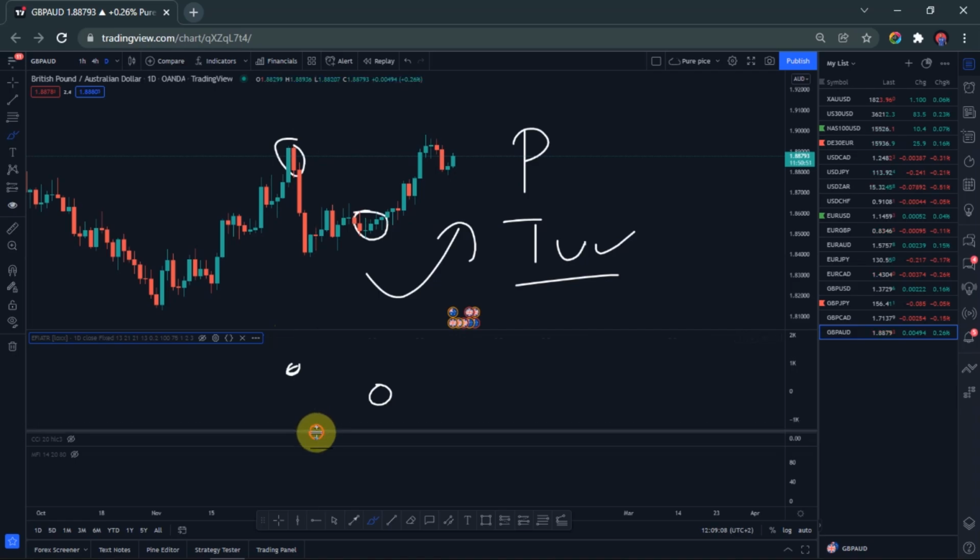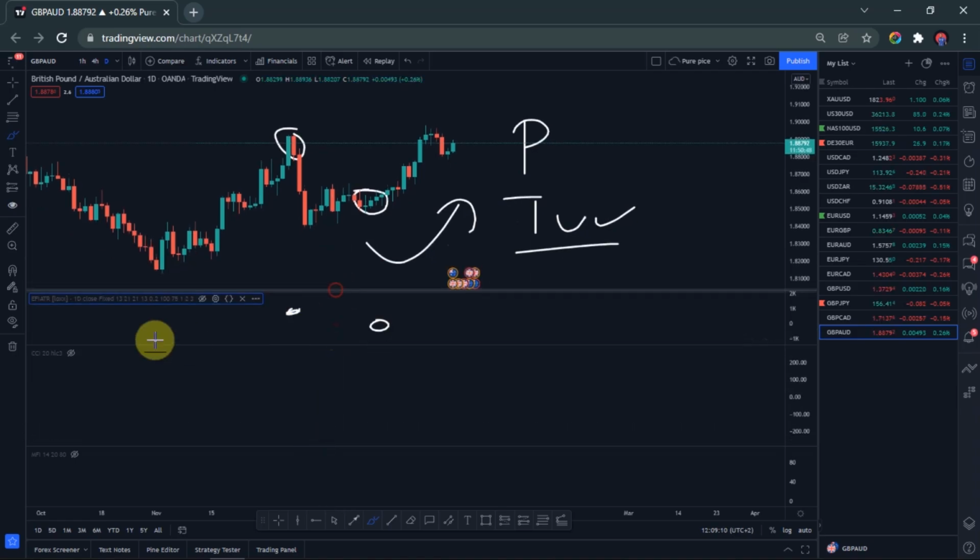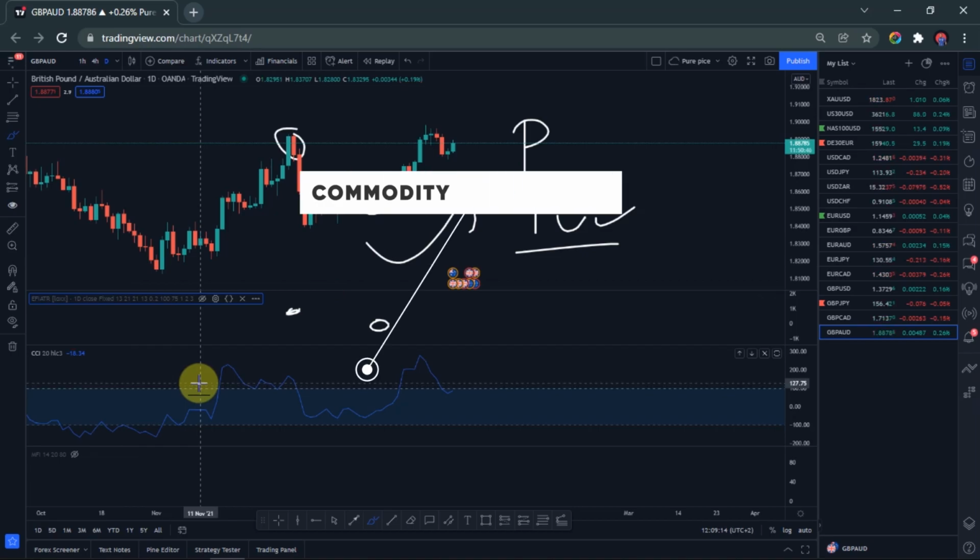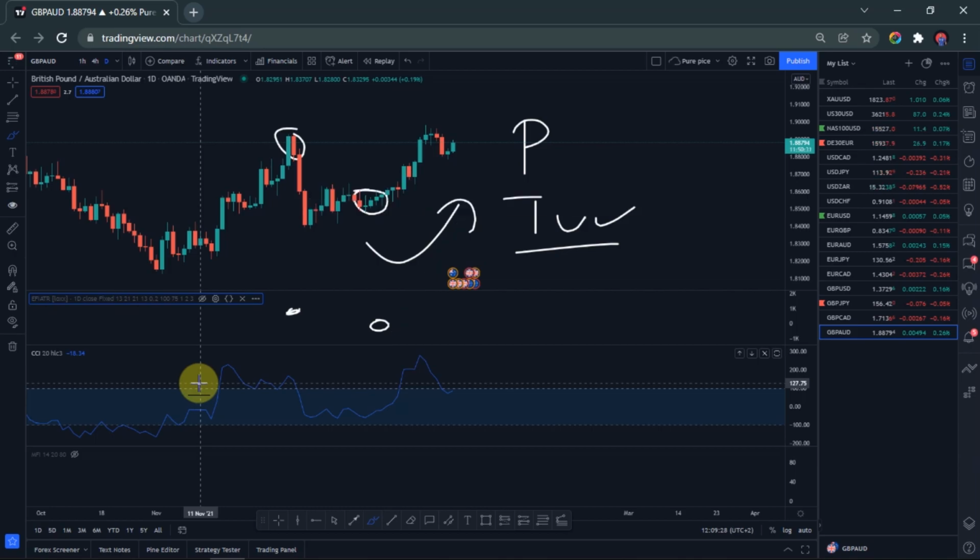I'm going to hide this one and push this up. The next indicator that I look at is the commodity channel index. Nothing special. This indicator just compares the current price with the average price. So when this CCI indicator is above 100 here, it's like an oscillator, 100 and negative 100. If it's above 100, it means that the price is above average price, and if it's below, it means that price is below average price.